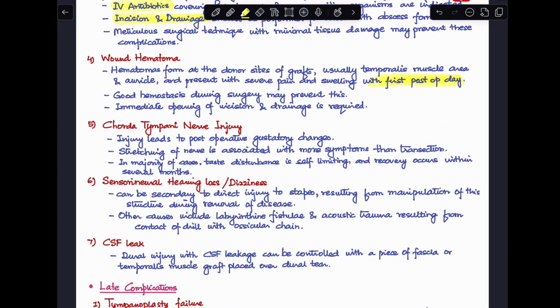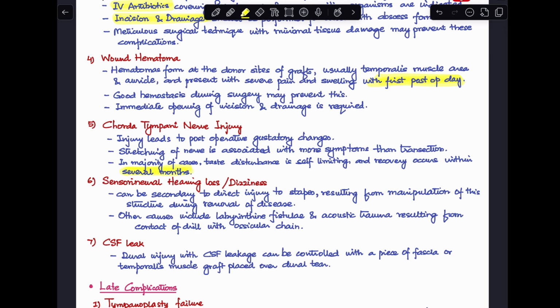Next complication is chorda tympani nerve injury. Now, if there is a chorda tympani nerve injury, it will lead to some altered taste sensations for the patient. And you will see that actually stretching of the nerve is associated with way more symptoms as compared to transection of the nerve. And in the majority of these cases, there's not much you should do. It's usually very self-limiting and recovery occurs within several months from surgery.